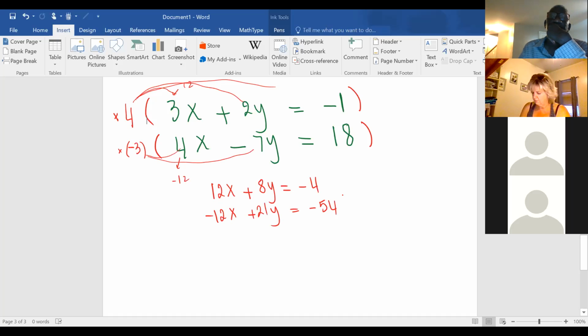Right? Yeah. So now when we collapse them like this, when we add them up, the 12x cancel out, right? And how many y's do we get? 29y. 29y is equal to negative 58. Right? So we can go ahead and divide by 29, divide by 29, so we get y equal to negative 2.